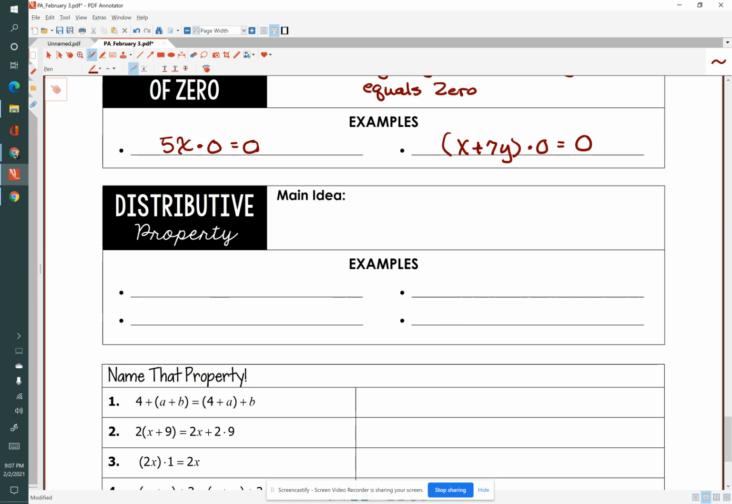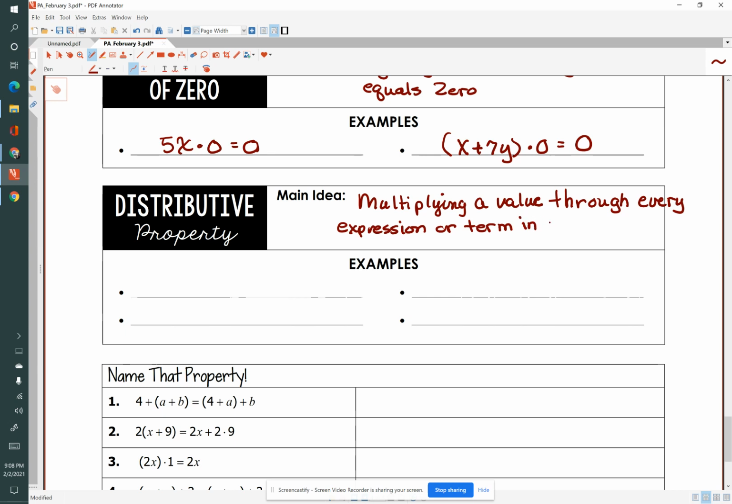to an expression in parentheses is the way we distribute. So using the distributive property is multiplying a value through, I like to use the word through, every expression or term in parentheses.